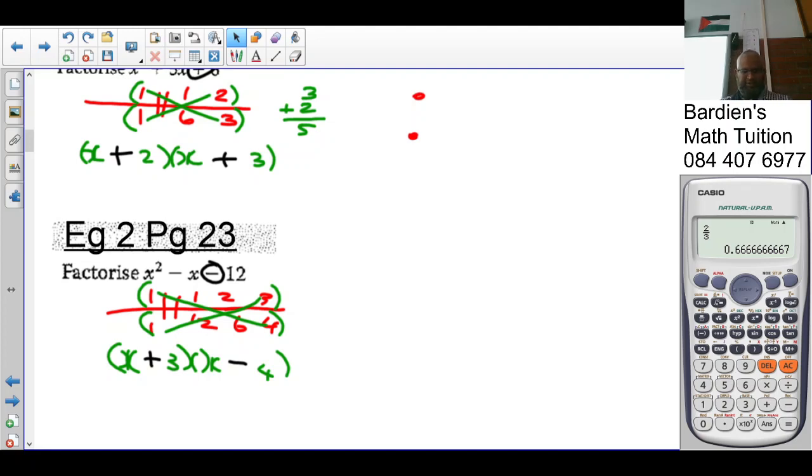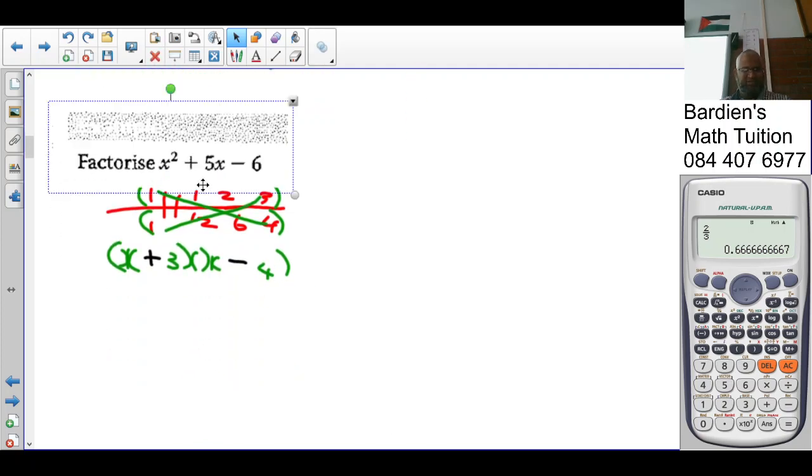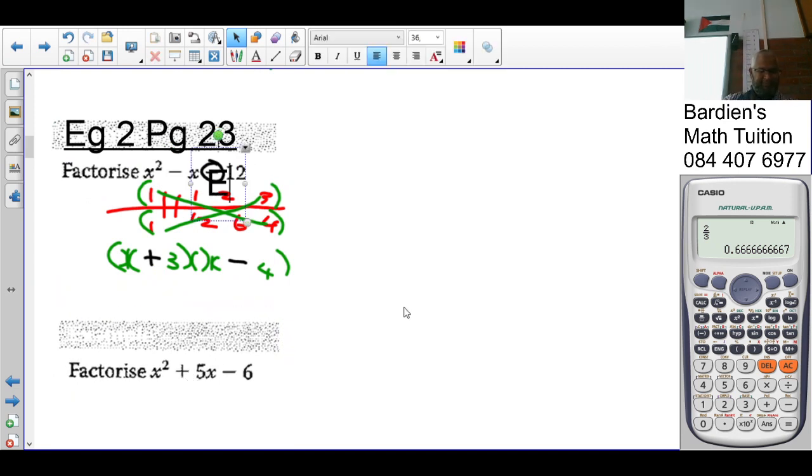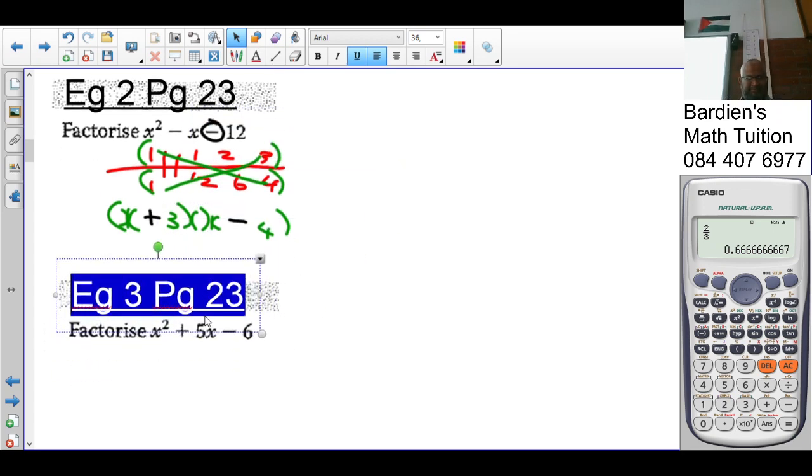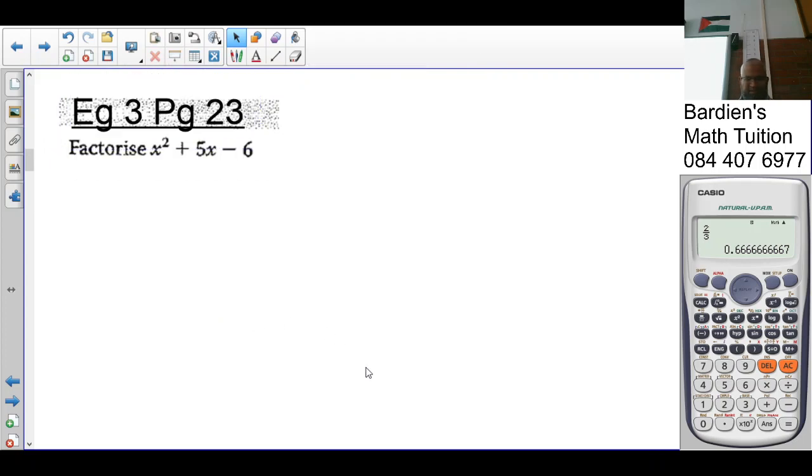So I'm going to give you 2 to do quickly. Example 3 on page 23. Example 4 on page 24.